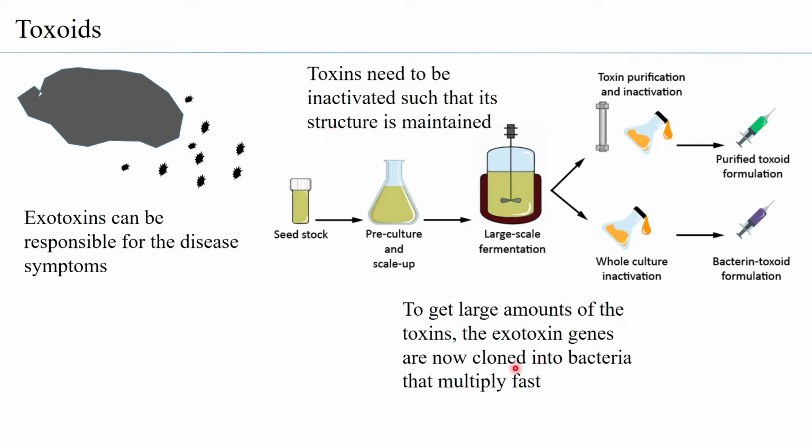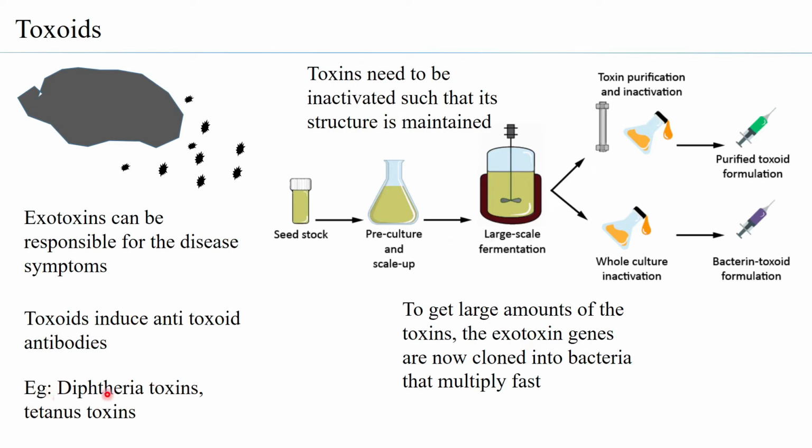To get large amounts of the toxins, the exotoxin genes are now cloned into bacteria that multiply fast. So if large amounts of toxins have to be obtained, then what is done is that the toxin gene is put into a bacteria which grows very fast. So with every division of the bacteria, you will get that many toxins being produced. So the amount of toxins produced would be high, and then those toxins can be purified and inactivated to get toxoids. So the toxoids will induce anti-toxoid antibody formation.